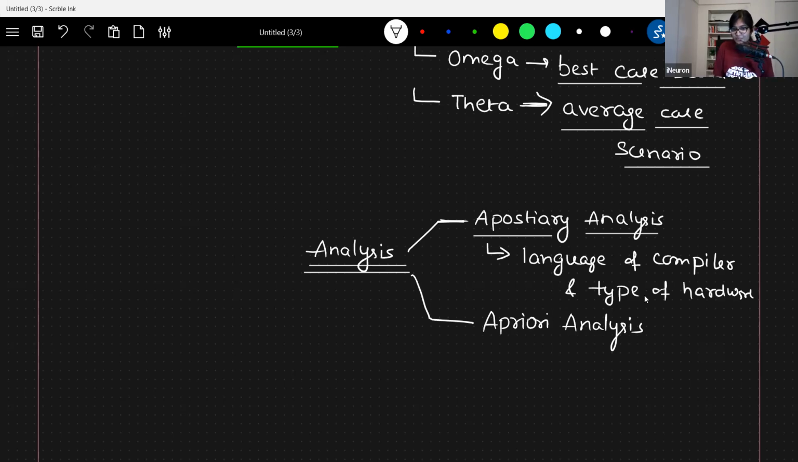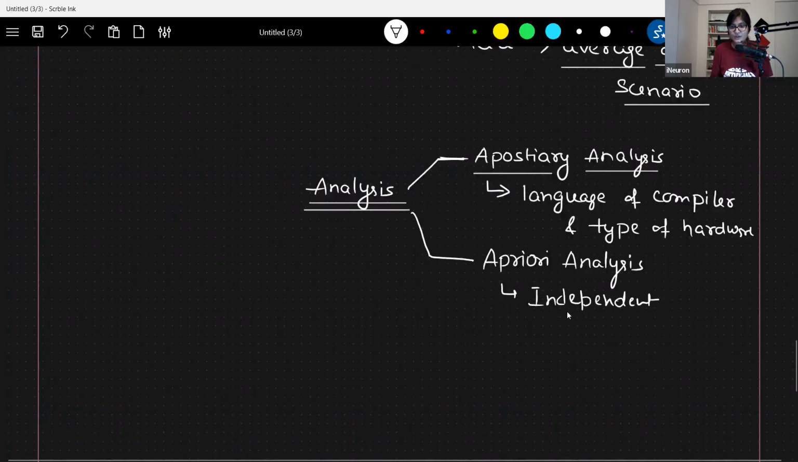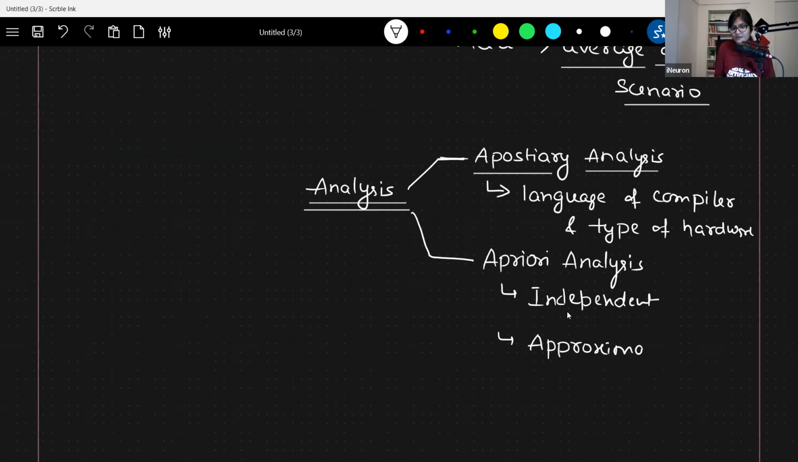But when we talk about priori analysis, it is independent of both of these things. It says: I don't care which compiler you are using, I don't care which hardware you are using, I am only concerned about the logic that you are giving to me. In priori analysis, we always talk about approximations. We always give approximate answers. We are never worried about exact answers, whereas in posteriori analysis, we always work for exact results.